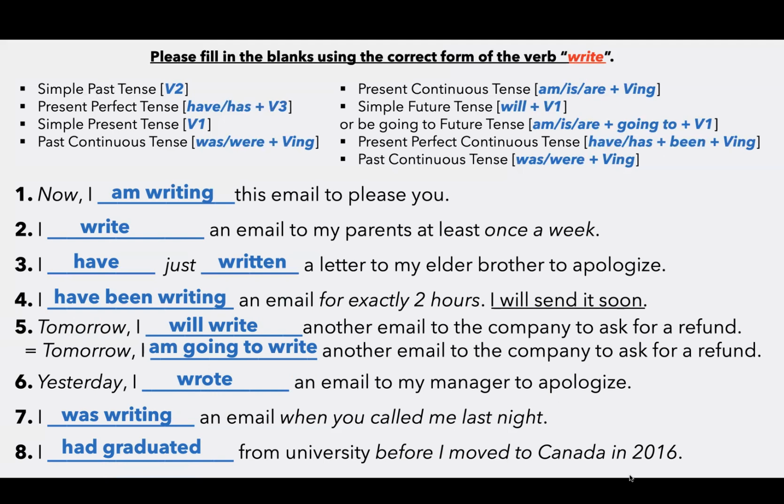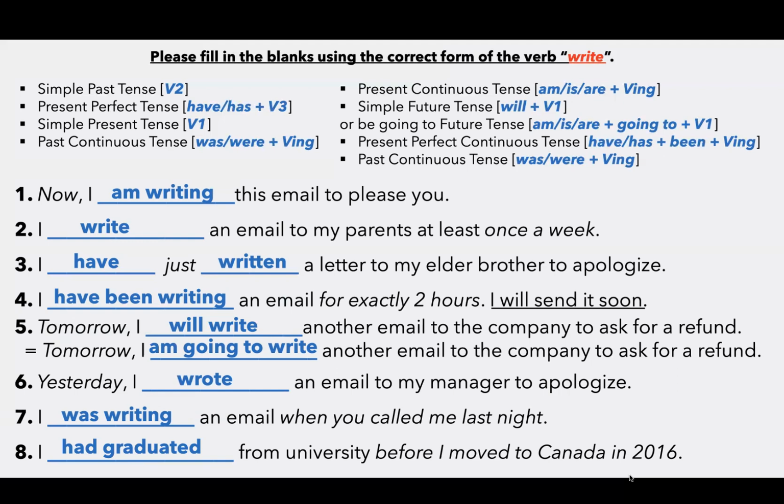Which action happened first? Moving to Canada or graduating? So here, before suggests that the before part happened later. So the main clause, the first sentence, happened earlier. So I had graduated from university before I moved to Canada in 2016. Now, some of you may ask me, like, John, can I use simple past tense instead of past perfect tense? Yes. Instead of had graduated, you can also use just graduated in the sentence, because the word before already informs the reader or listener which action happened first.